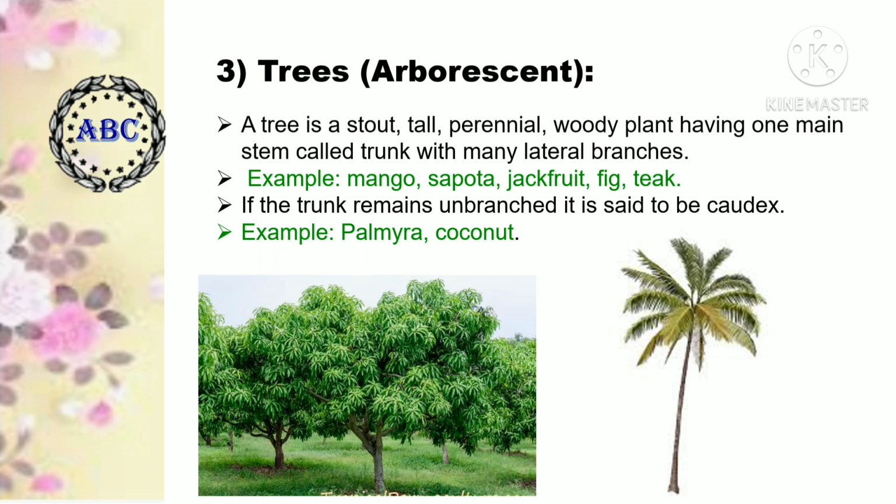If the trunk remains unbranched, it is said to be a caudex. Examples are palmyra, coconut, and so on.